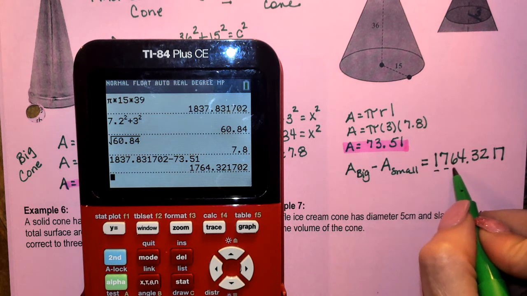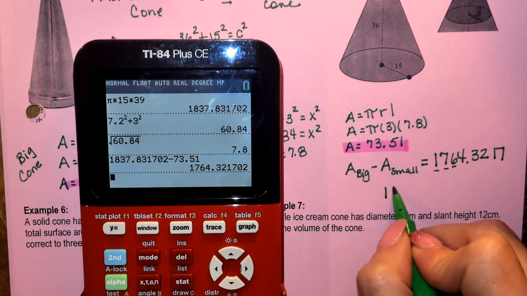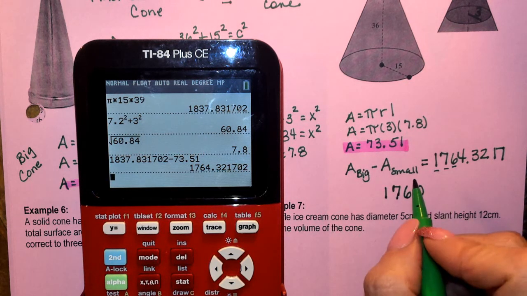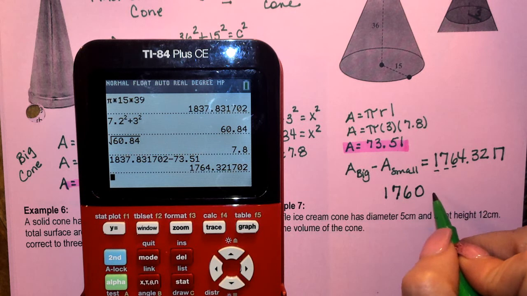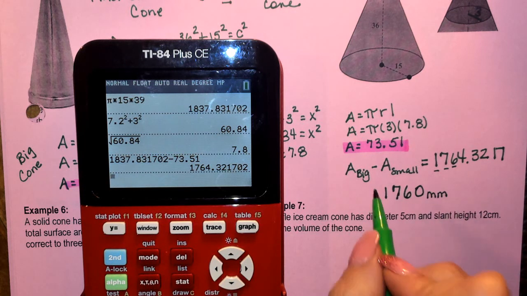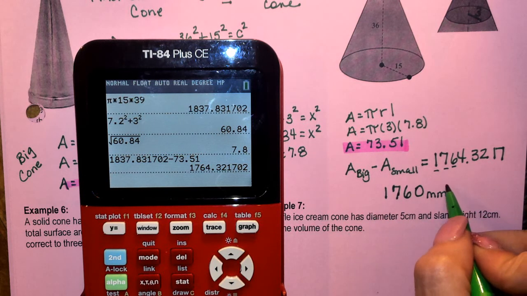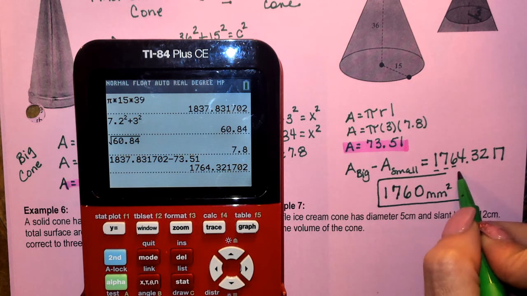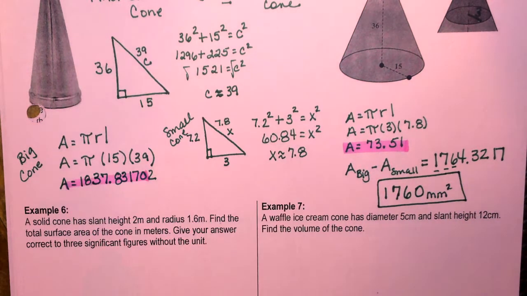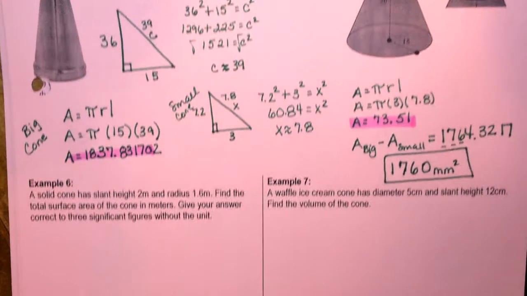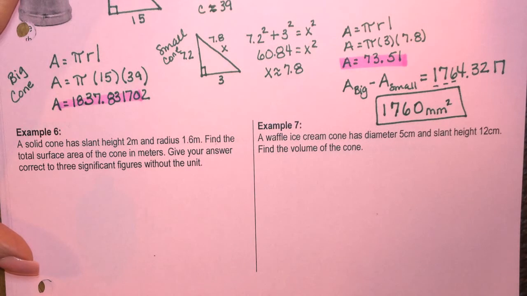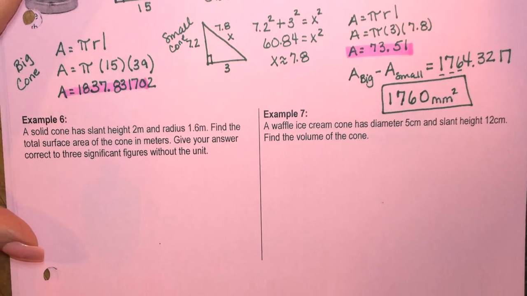So that's 1, 2, 3. So 1760, and it is millimeters. It's area, so I need to make it squared. There we go. I feel like this unit's a little bit harder than the last one. I think the last one was super easy. This one I have to think about a lot more to really focus on it.